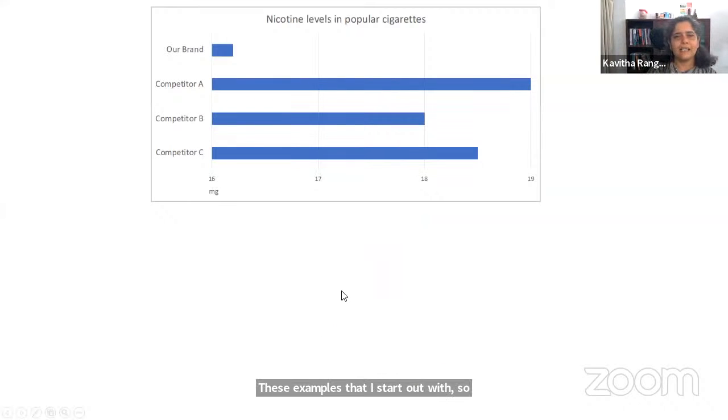So this is a graph that is showing us nicotine levels in 4 different brands of cigarette. This is actually used by a cigarette company when they had to report their nicotine levels. Of course, I've not given out the names of the brands, but this particular brand, which was reporting the nicotine levels, showed their level as very less compared to the competitor. Okay? So if you see this bar graph, an alarm bell should ring. So what is wrong with this bar graph?